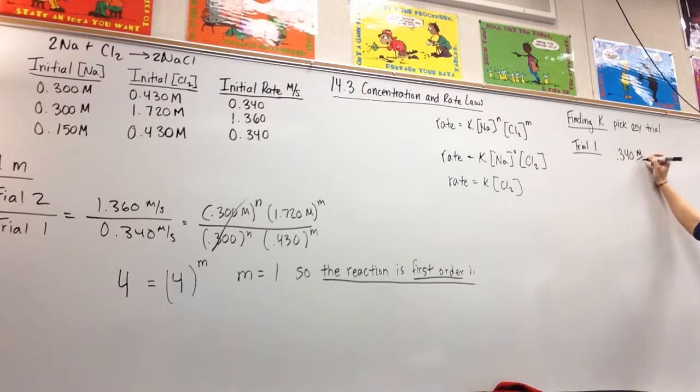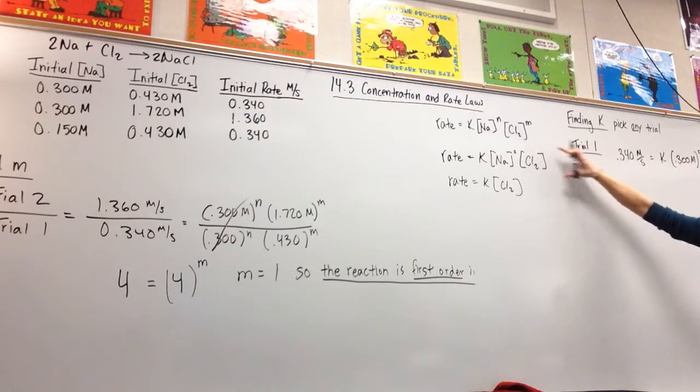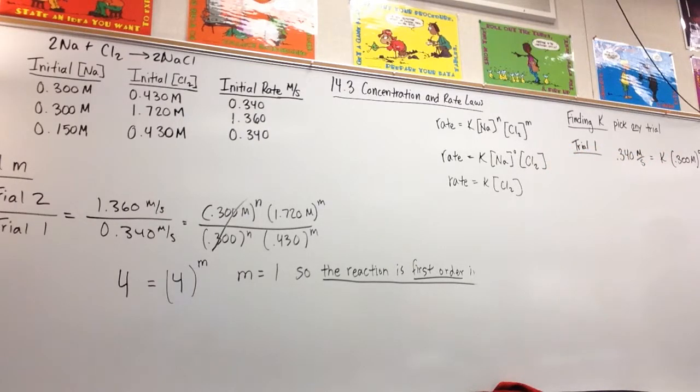0.340 molar per second is equal to K times the concentration of Na, I'll plug in, for kicks, 0.300 molar to the 0 power, and then the concentration of chlorine was 0.430 to the first power. Okay, so now all I did, guys, was just take the data and plug it into my rate equation to set this up from trial 1. And the idea here is that we're solving for K.